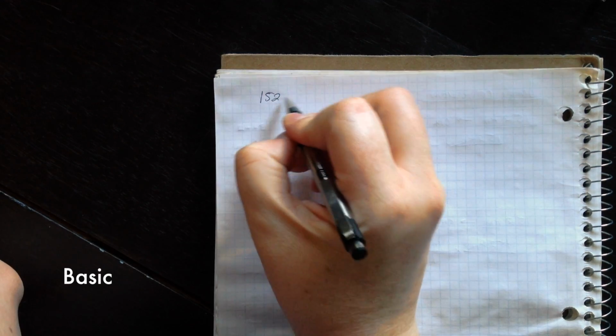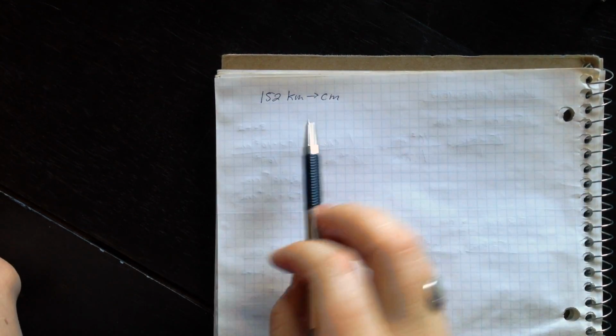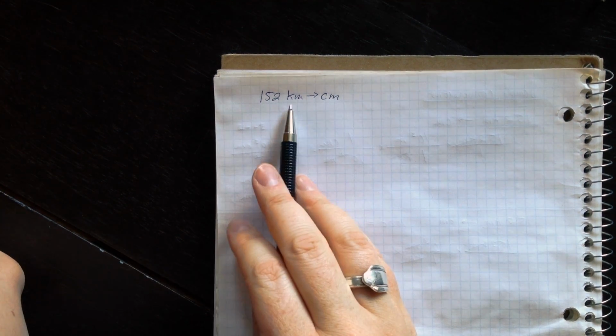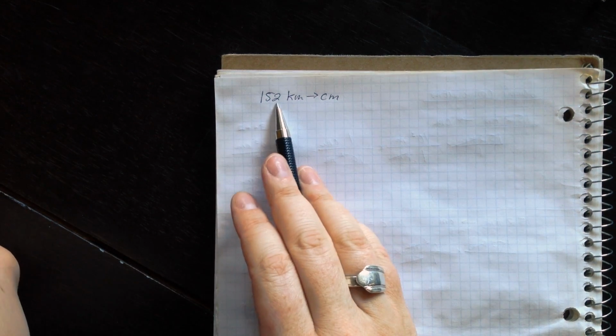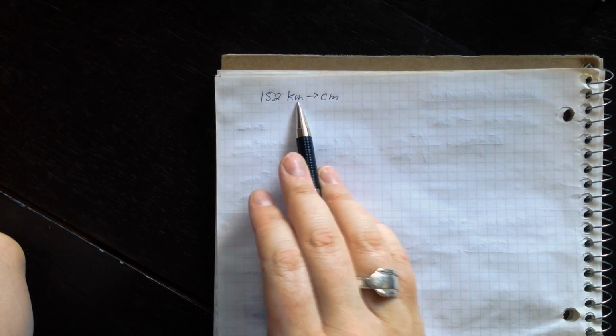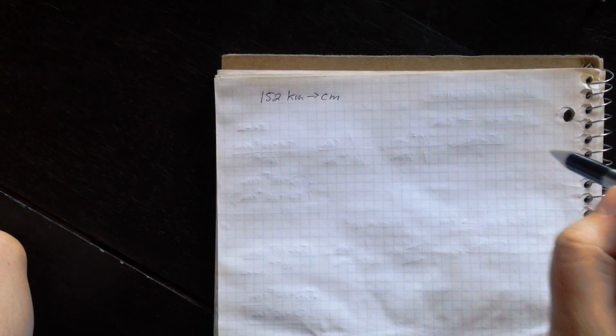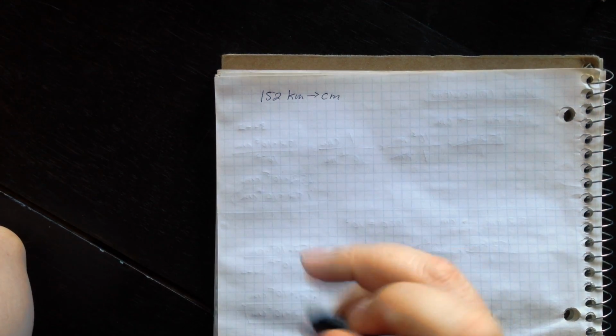Let's convert 152 kilometers to centimeters. All right, so when we're converting, we are not changing the amount of the number. The number itself might look like it's changing, but it's still the same amount as it was before. We're just changing the unit. So we'll still have the same length at the end of our conversion. It'll just be in a different unit. It'll be in centimeters instead.